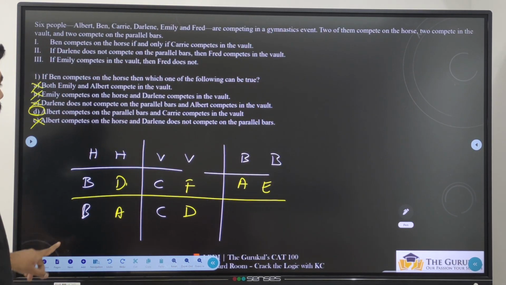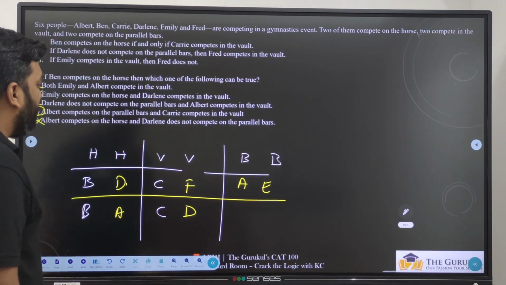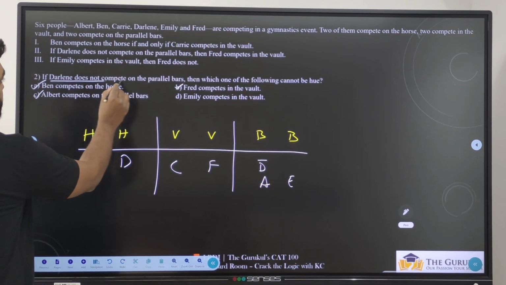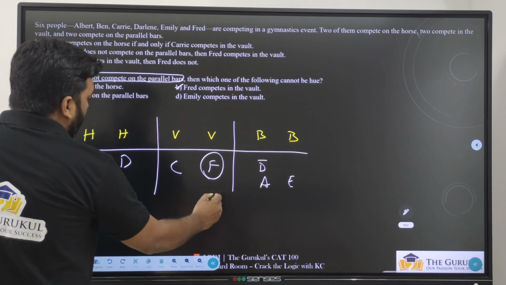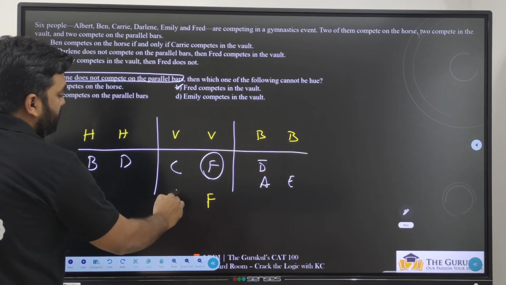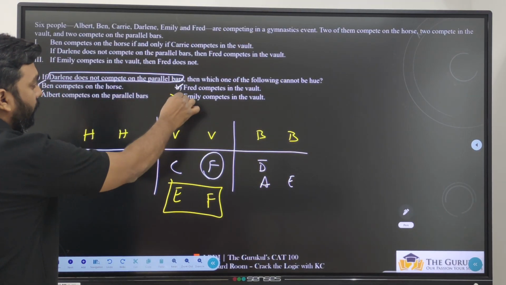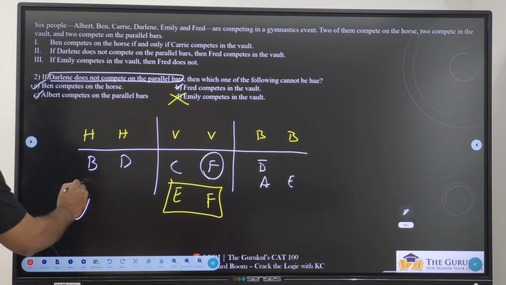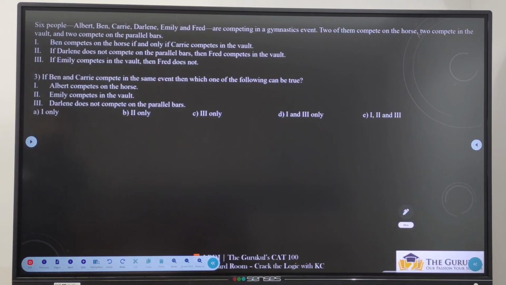Now, the last one. What did we write here? If D is not competing in bars, then F should definitely compete in vault. D is not competing in the bars, which means F should definitely be here. If you look at the last option, E competes in vault. He gave E as also participating here. But we already know E and F both cannot be together. So option D cannot be true. That is the answer to which of the following cannot be true: D.